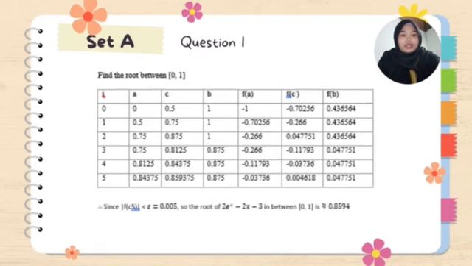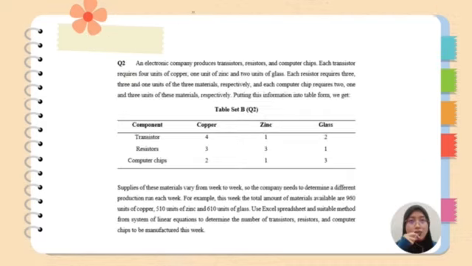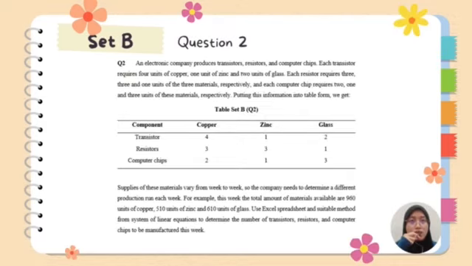For the root between 0 and 1, we stop the iteration at i equals 5 because f(c) equals 0.004618, which satisfies the criterion of less than 0.005. So the root of 2^x - 2x - 3 between 0 and 1 is approximately 0.8594.